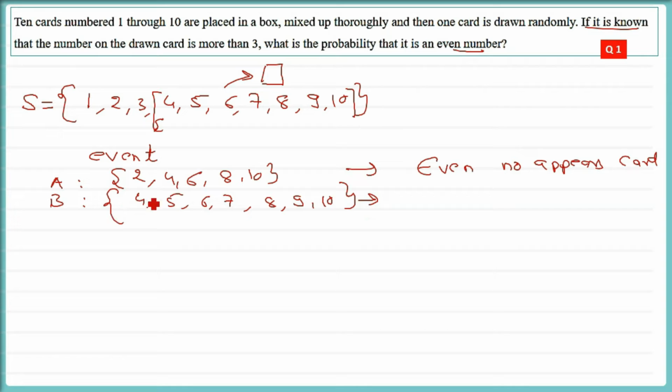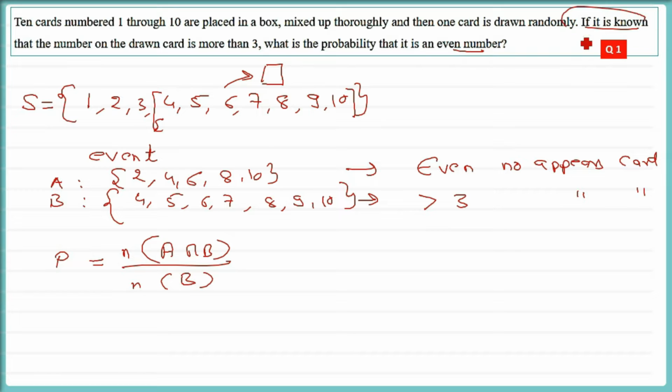The second event, which is the known event, already known prior to finding out the probability, is that a number greater than 3 has appeared on the card. So that is how we make A and B, because we have to find out P(A|B). It is the probability of A intersection B divided by the probability of B. But we know that probability means numbers only. That is why I am writing n(A intersection B) and n(B).